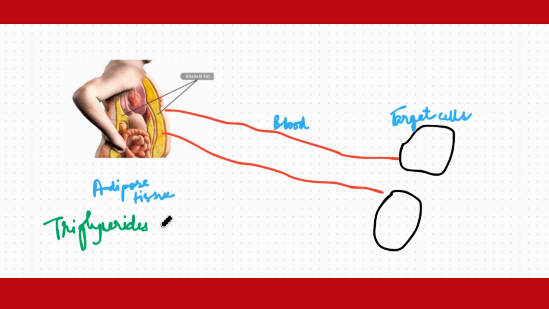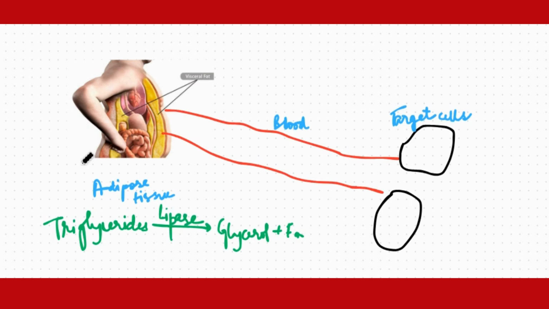Now these triglycerides have to be broken down to release the glycerol from the fatty acids. Glycerol is what keeps the fatty acid within the cell, doesn't allow it to escape from the cell. So we need to first break down the triglyceride into glycerol and the fatty acid. This is carried out by an enzyme called lipase.